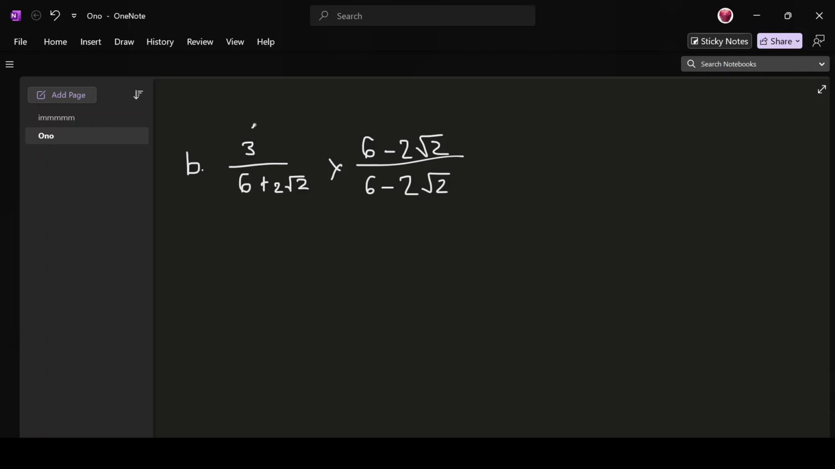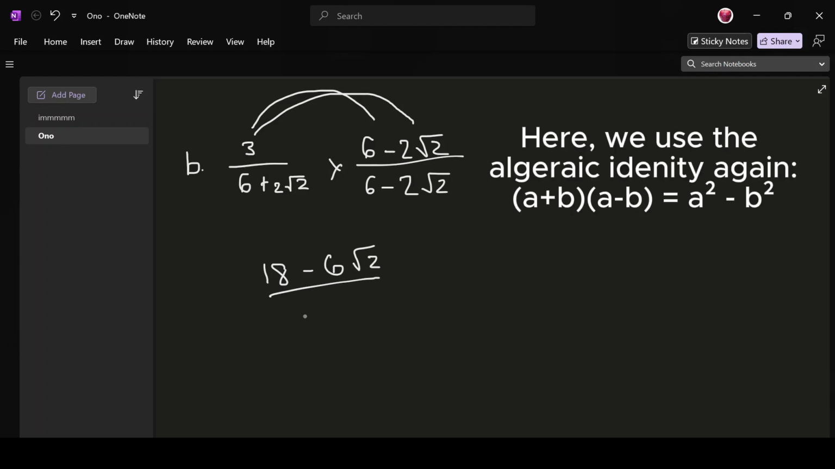Alright, so we just do 3 times 6, that is 18. 3 times negative 2 root 2. 3 times negative 2, that's negative 6. And we just add the root 2. Over the a squared minus b squared. A in this case is 6, so I'm going to write it as 6 squared minus 2 root 2 squared.